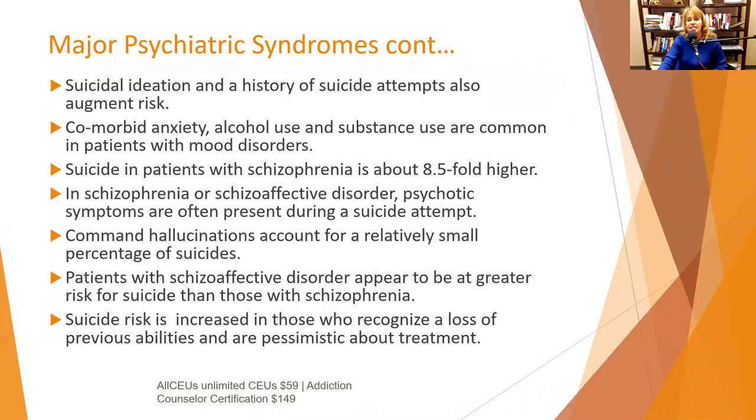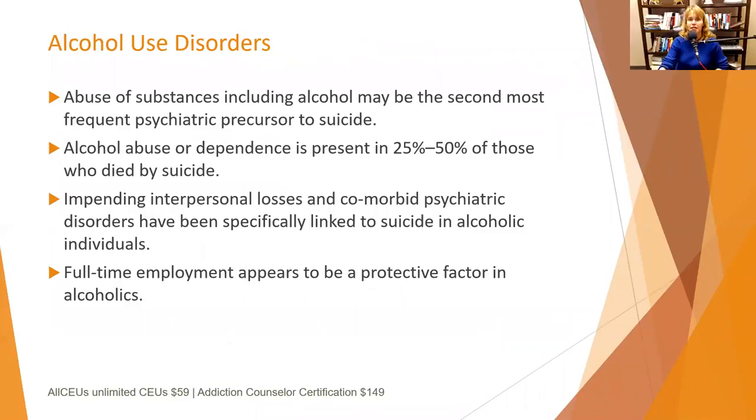And suicide risk is increased in those who recognize a loss of previous abilities and are pessimistic about treatment. We know that schizophrenia typically doesn't happen until later in life, in the late 20s. So they may have had a great college career and be on their current career path, and now they're going, oh my gosh, I don't know that this will help. I don't want to be schizophrenic, and they don't have a lot of hope that treatment's going to help. Abuse of substances, including alcohol, may be the second most frequent psychiatric precursor to suicide.